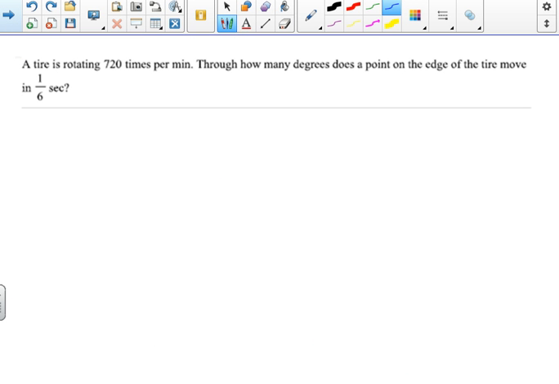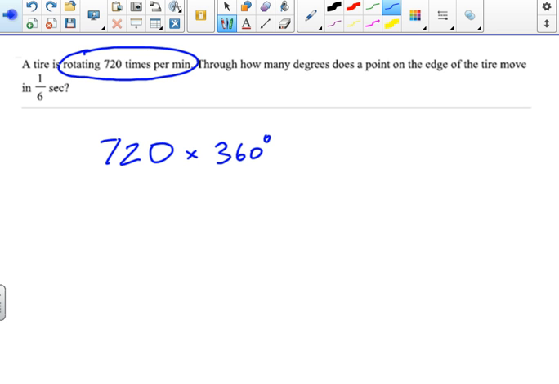Okay, I'll do this one, but this is not one that we're going to focus heavily on. So a tire is rotating 720 times per minute. Through how many degrees does a point on the edge of the tire move in a sixth of a second? Okay, so first of all, rotating that many times per minute. Well, every time it does one of those 720 rotations, it is going 360 degrees. That's one rotation.